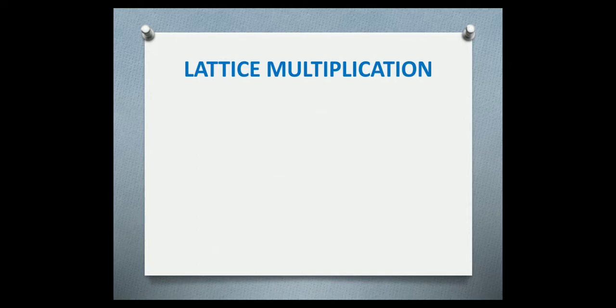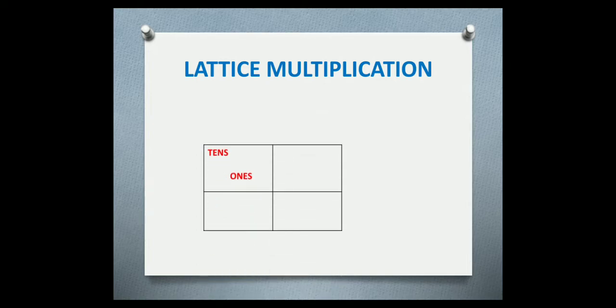Before applying this method, let's understand how to use it. The first step is that you need to draw a grid. Now the grid is based on the multiplicand and multiplier. If you are going to multiply a 2-digit number by a 2-digit number, then you'll be drawing 4 grids. How? 2 into 2 equals 4. So totally 4 grids. If you are going to multiply a 2-digit number by a single digit number, then you'll be drawing only 2 grids. 2 into 1 equals 2.